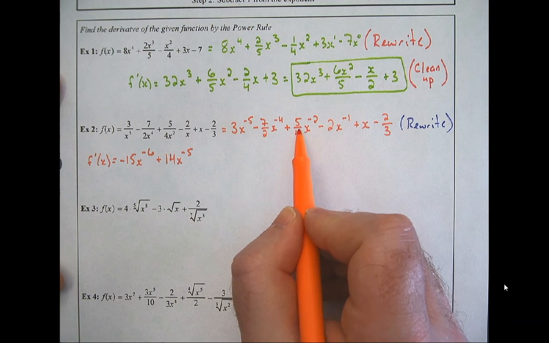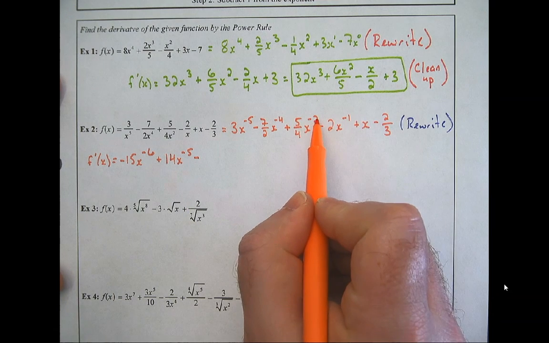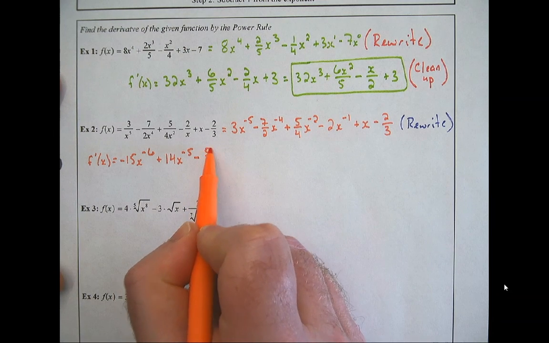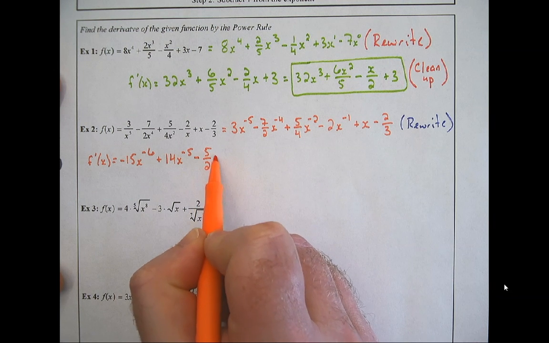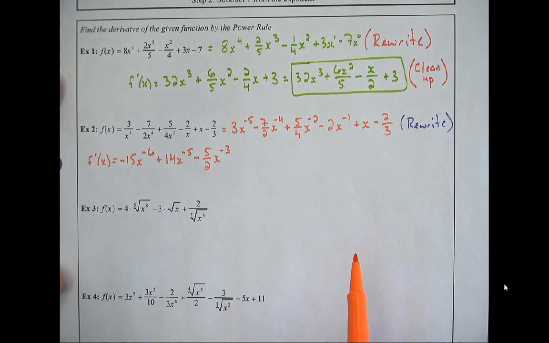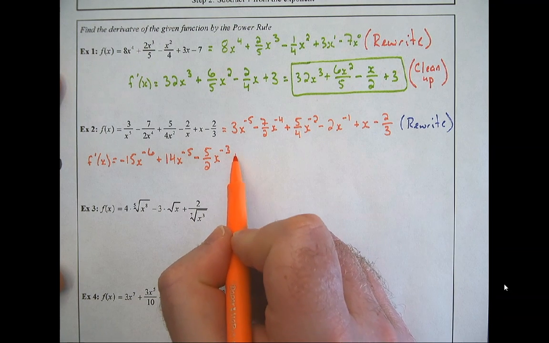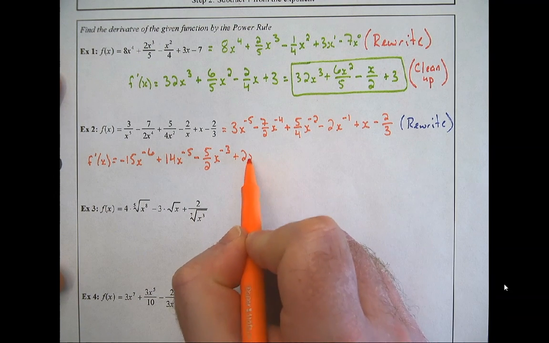I'm going to cancel this, so that's going to be a minus. That's going to be a 2. Those are going to cancel. This becomes 5/2. X to the negative 3. Negative 1 times negative 2 is positive 2. X to the negative 2.